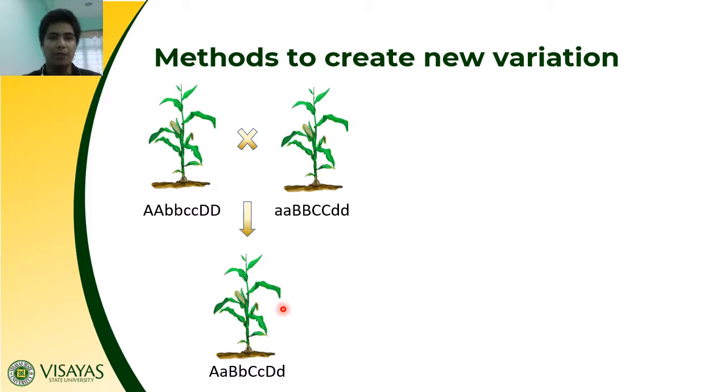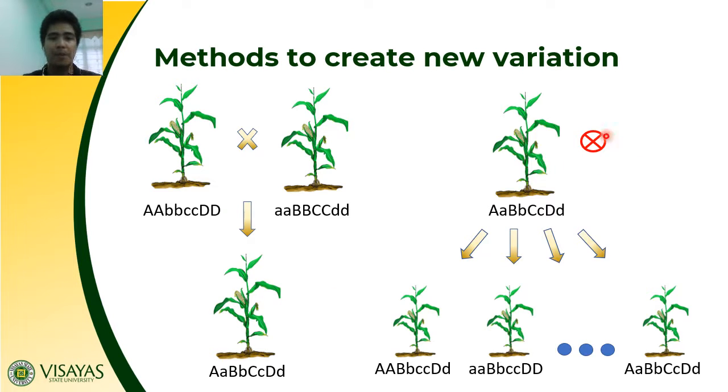Only then can you have new variation if you self this F1 individual, and after you self them, there will now be segregation of alleles and genes, so you will produce different kinds of plants having different genetic makeup. So here you have capital A, heterozygote for the B loci, and then small letter c, and heterozygote for D, so on and so forth. So that's hybridization. By the way, this is intraspecific hybridization.